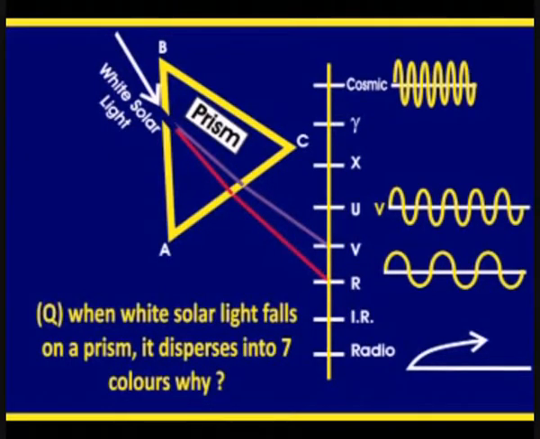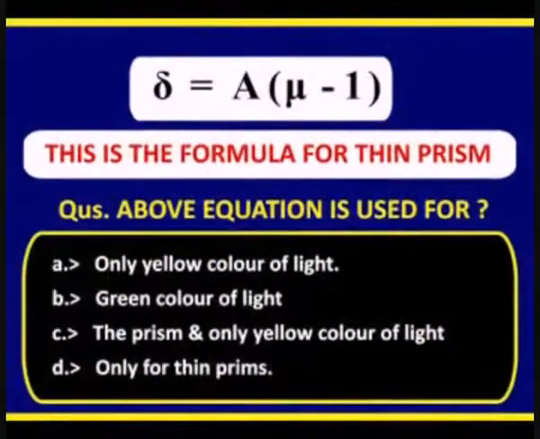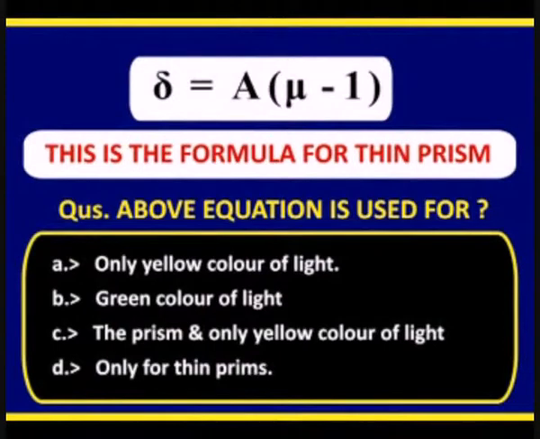Now we understand that when white solar light falls on a prism, it disperses into 7 colors. Why? The equation of refraction through the prism, we know, is mu equal to sin((A plus delta)/2) upon sin(A/2). This equation reduces to delta equal to A into (mu minus 1), as shown on the screen, and students should come to this proof by themselves. In some other display, I will show all these proofs, but not right now. Delta equal to A(mu minus 1) is the formula for thin prisms.